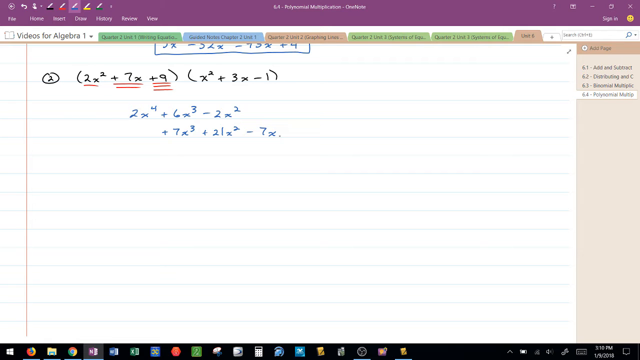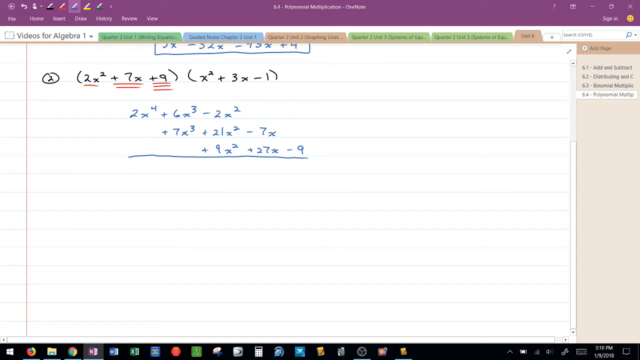Now I'm going to distribute the 9. I have 9 times x squared. Well, that's a positive 9x squared. 9 times 3x, that's a positive 27x. And 9 times negative 1 is negative 9. I've completed all 9 of my multiplications.